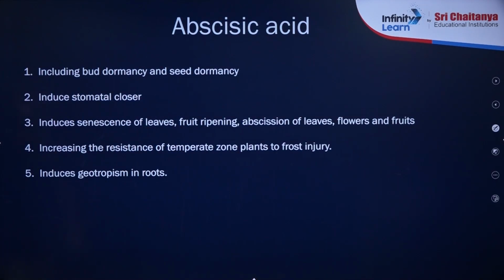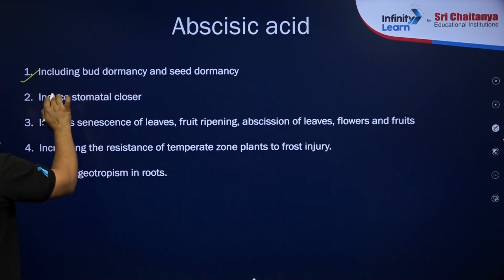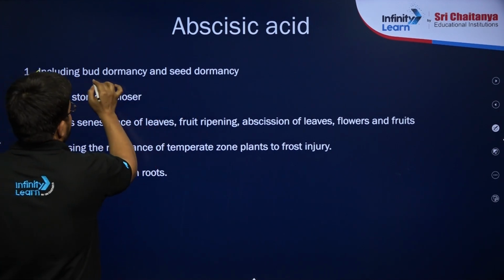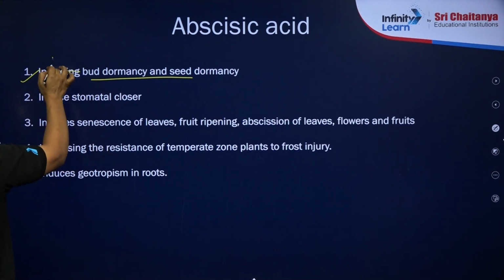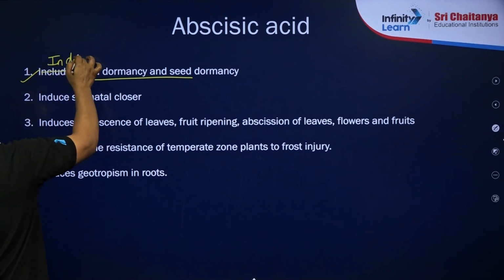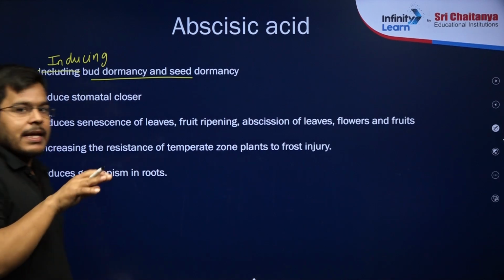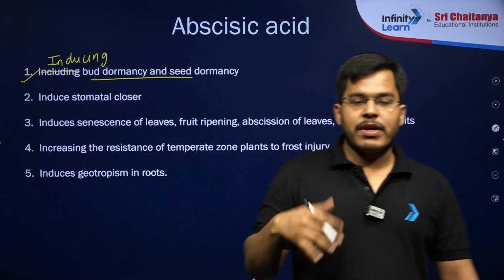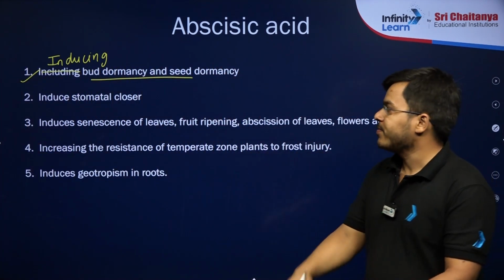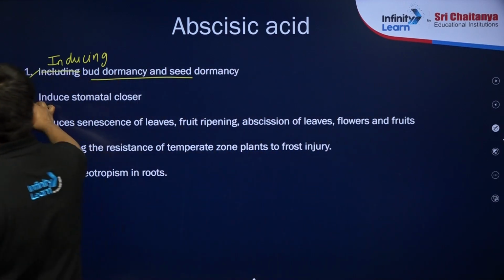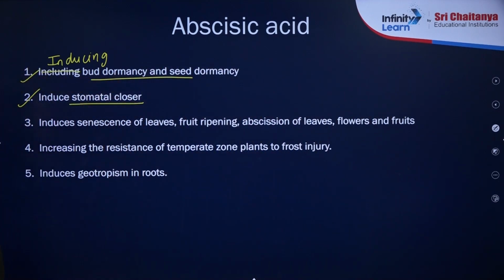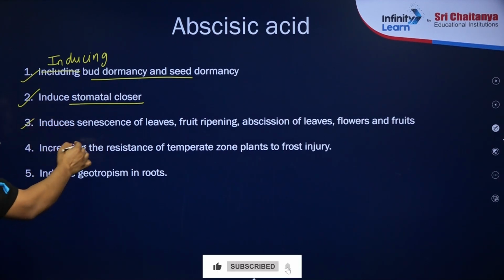After that, students, abscisic acid. So abscisic acid will induce bud dormancy and seed dormancy. It means bud and seed will remain in the sleeping situation only. They will not be forming the new parts. After that, students, stomatal closure will be induced. Stomata will remain closed so that the plant is not losing water through the process of transpiration. Third, it will be inducing the senescence.